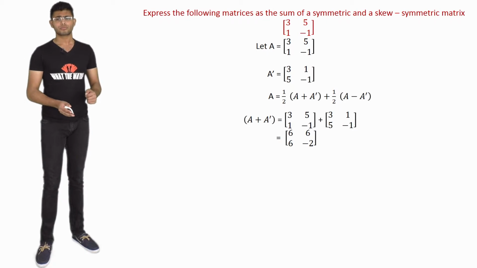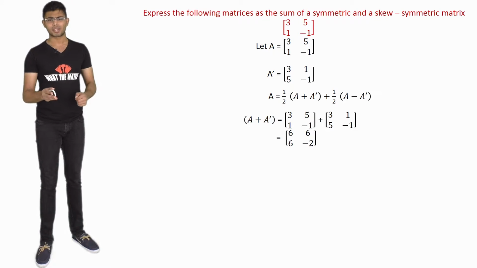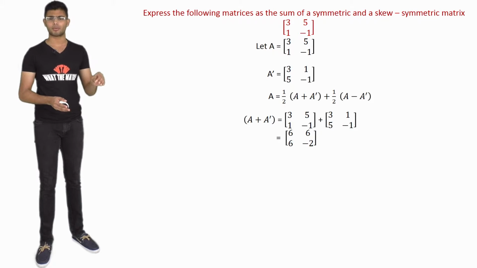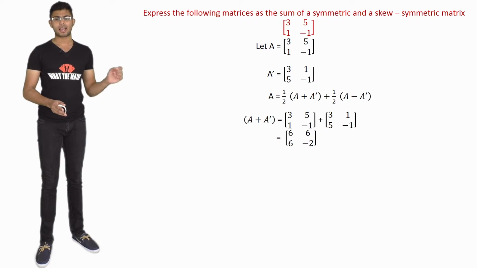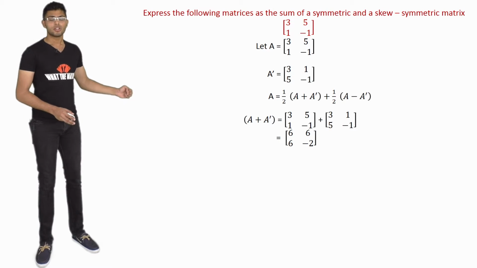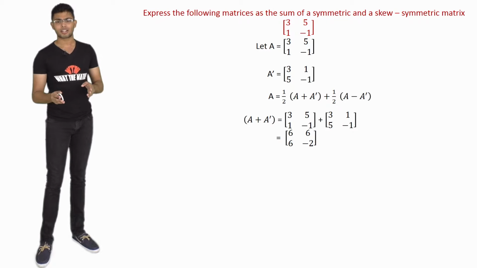So now let's first find A plus A dash. All we're going to do is add two matrices. While adding two matrices, all you have to remember is that we are supposed to add the corresponding elements alone. Once you've done that, you're going to get this matrix over here. Just leave that aside for now.